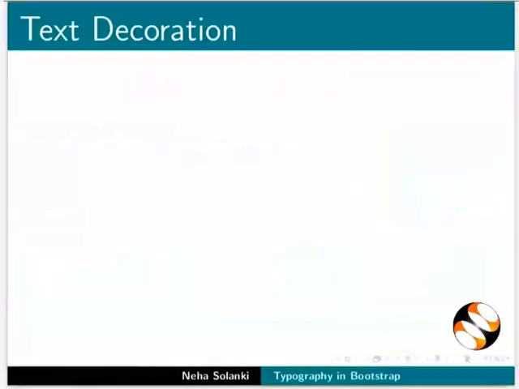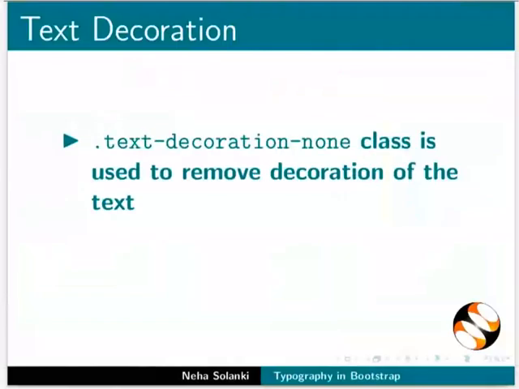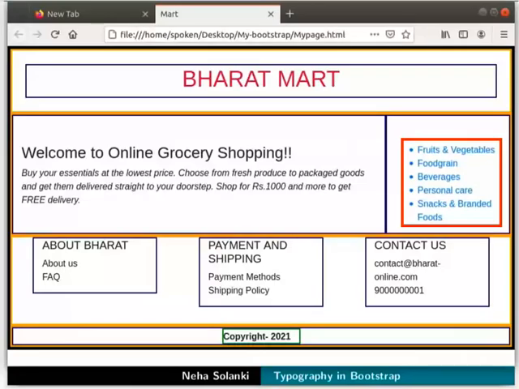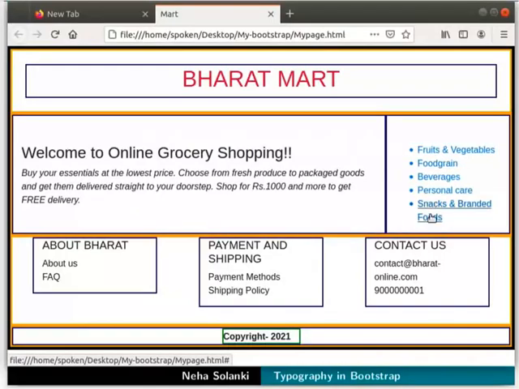Next, we will learn about text decoration. .TextDecorationNone class is used to remove decoration of the text. It is mostly used to remove the underline of a link. Switch to the browser. Observe the links in the second row. They are underlined when we hover the cursor over the words. We can use .TextDecorationNone to remove this underline if we wish to.